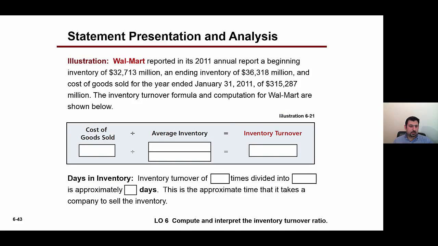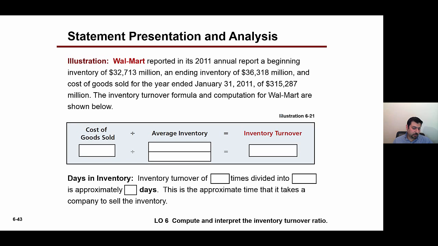So let's look at this example. Walmart reported in its 2011 annual report a beginning inventory of 32,713 million, an ending inventory of 36,318 million, and a cost of goods sold for the year ended January 31st of 315,287 million. We need to calculate the inventory turnover and later on the days in inventory.